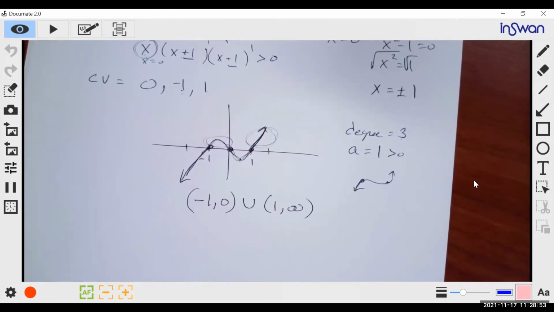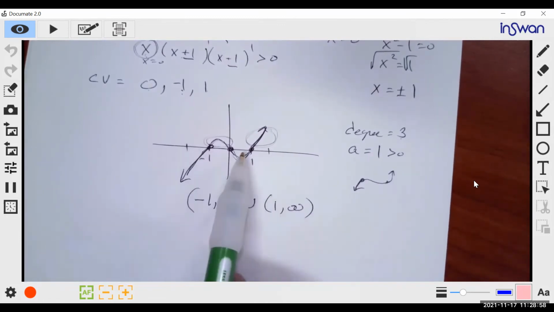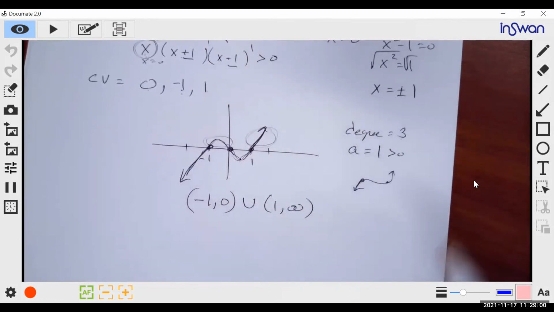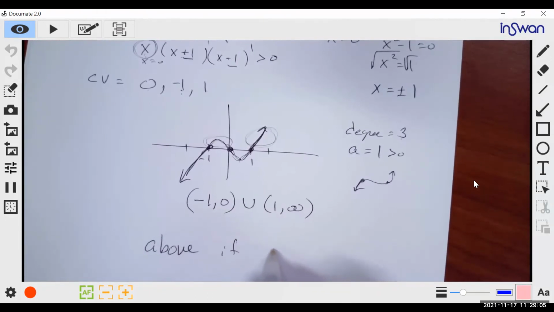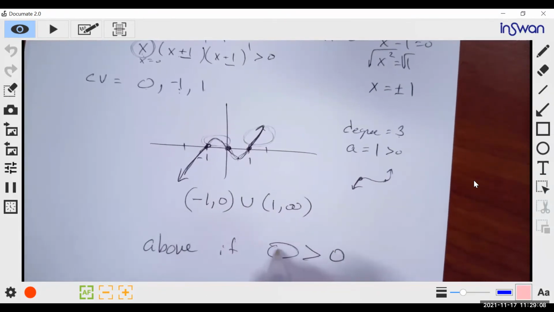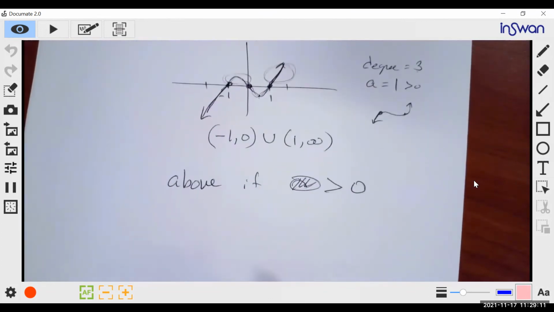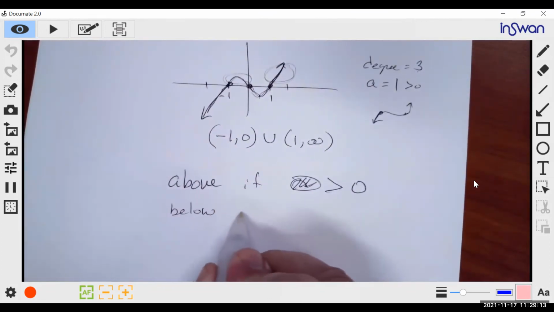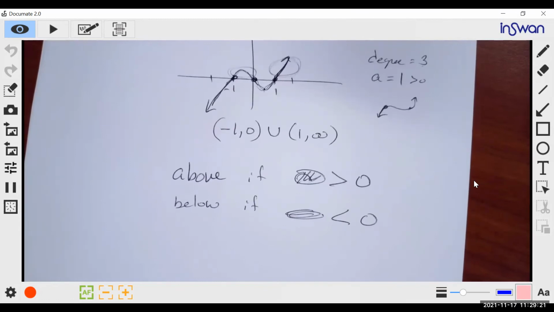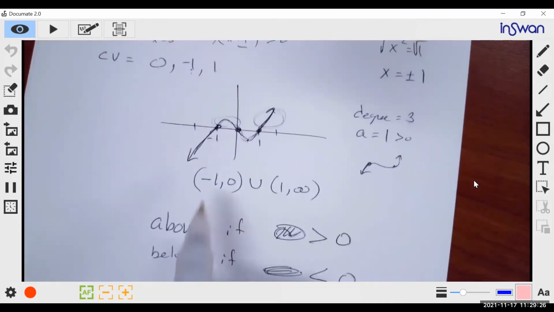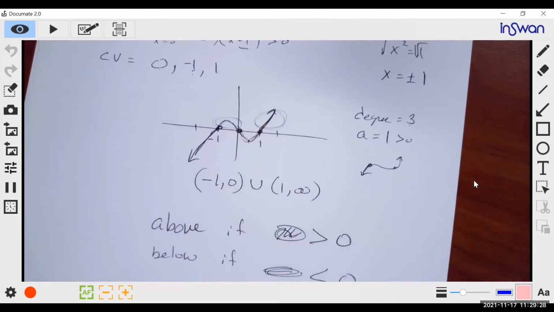So far, so good. That's polynomial inequalities. It's the same stuff we've been doing. Once we draw a graph, we either want above if our equation is greater than 0, or below if our equation is less than 0. And just tell me the intervals of where it's above or below. That's all I want.